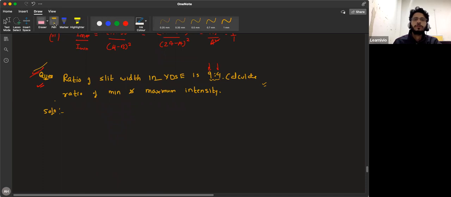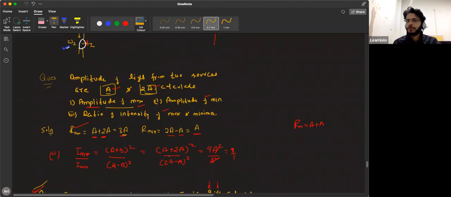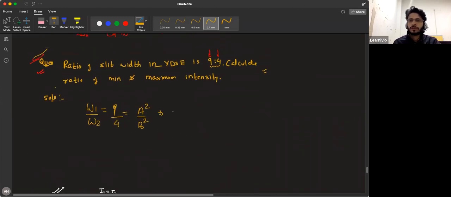See what is given. Slit width is given. Now W1 by W2 is given, which is 9 by 4. And you should remember that 9 by 4 is not the ratio of amplitude, it's the ratio of square of amplitude. See, we wrote this here also. So from here, yes, Hishma, you are right. We can write that A by B is root over 9 by 4, right? So A by B is 3 by 2.